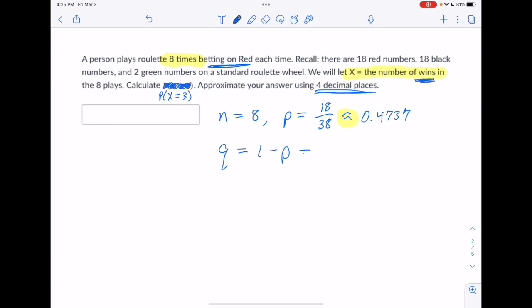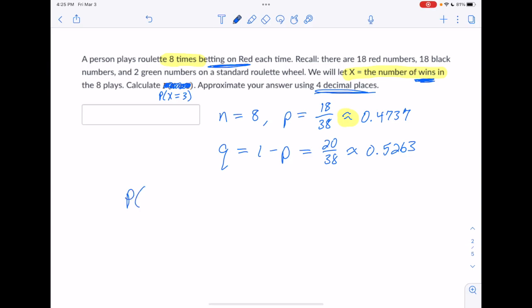So then continuing on, q is 1 minus p. So in this case, that would be 1 minus 18 out of 38, which would be the other 20 out of 38 numbers on the roulette wheel. I'll put the decimal here just for completion, 0.5263, but again, I'm going to use the fractions so that my rounding error doesn't spread through the problem.